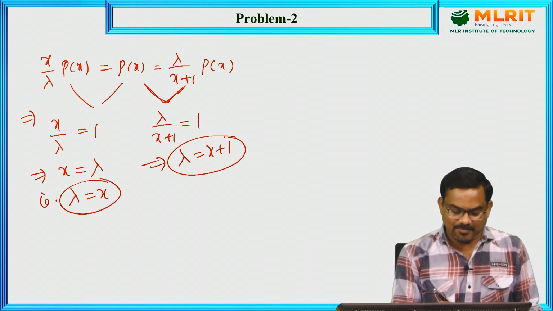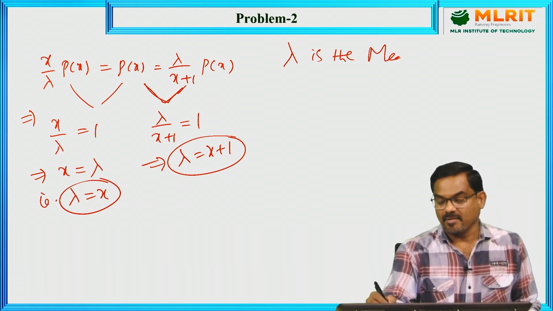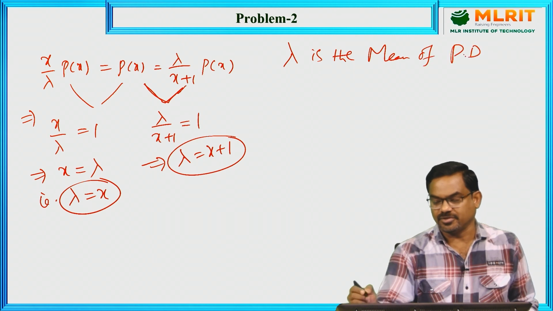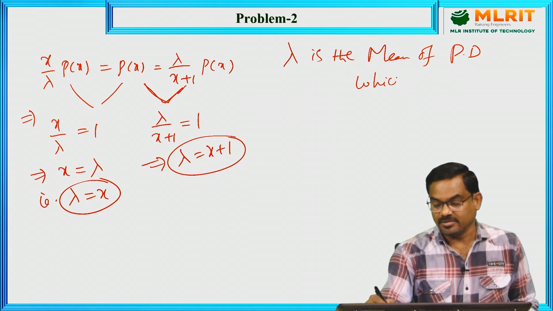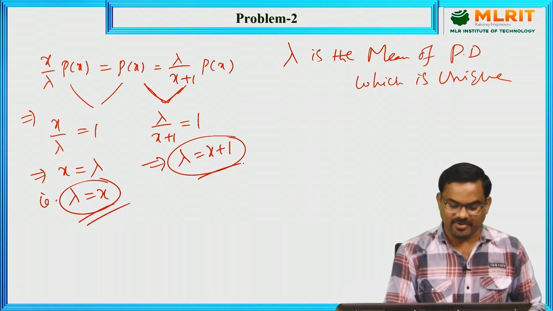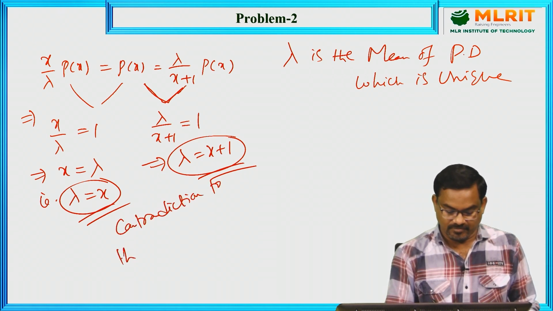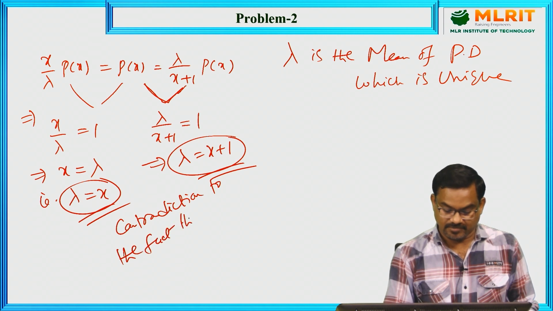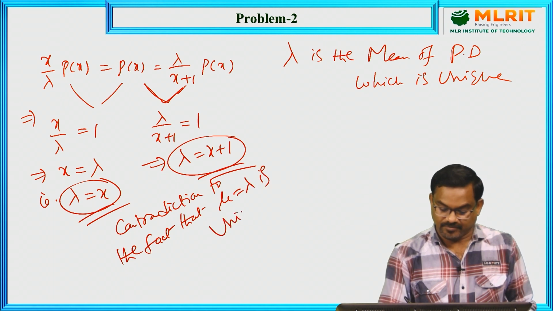But what is lambda here? Here lambda is the mean of the Poisson distribution, the mean of the Poisson distribution, which is unique. How can we get two different values? Which is a contradiction to the fact that mu equal to lambda is unique.